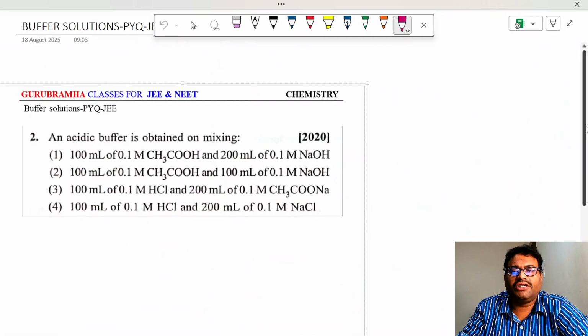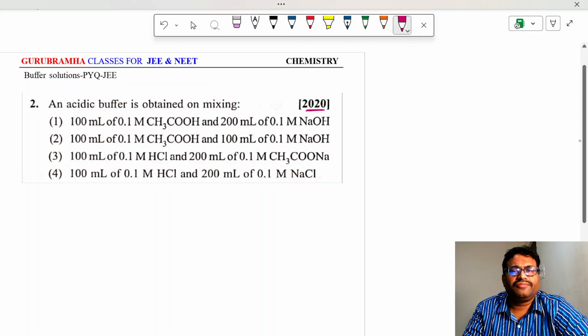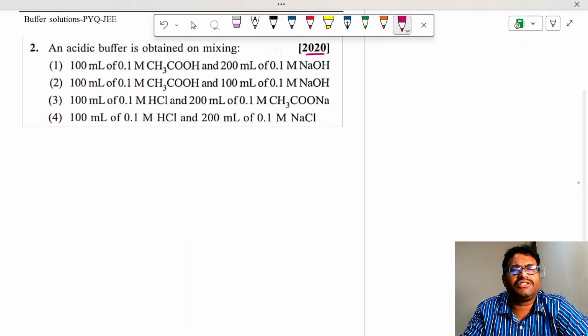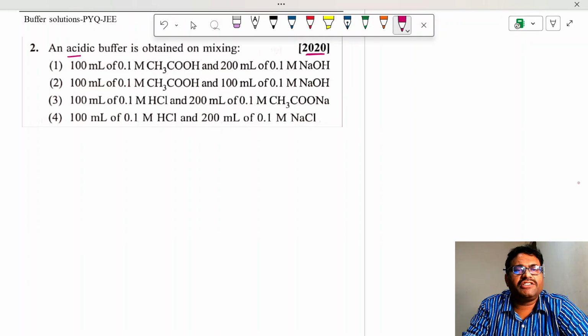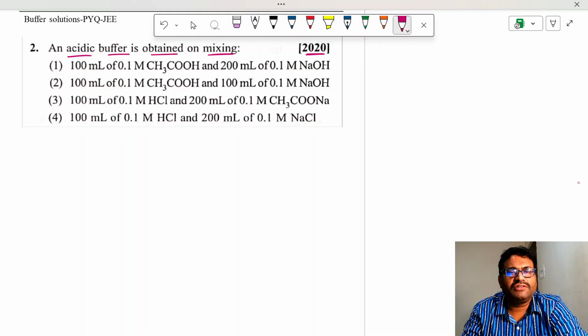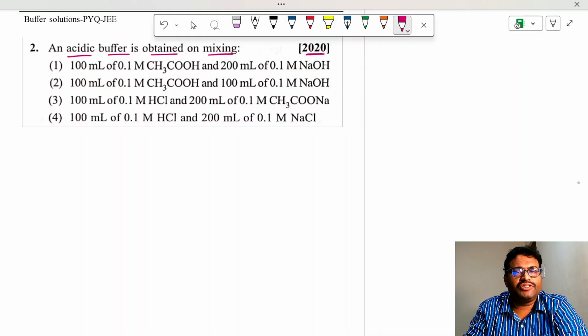So the next question was asked in the 2020 examination. Looking into this, what is the question? The question is, among these, which mixture gives an acidic buffer on mixing? The same process applies. Let us take the first option.